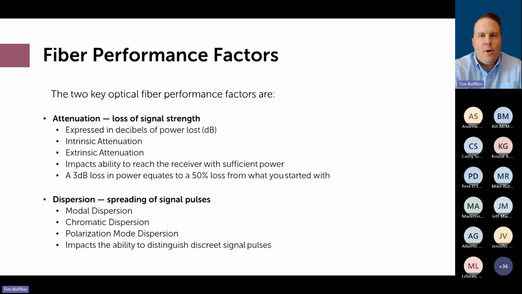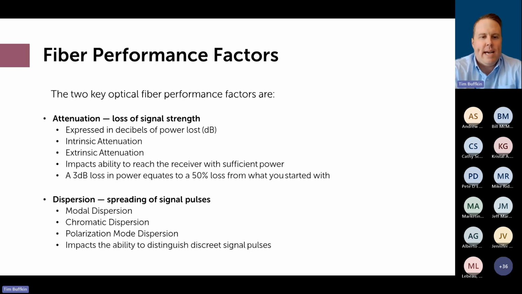Again, going back to the video, as that laser went down the stream of liquid, you saw the light become less and less bright over time. So think of that as your attenuation, right? The light is getting weaker as it goes down the fiber. A 3 dB loss in power is going to equate to a 50% loss from what you started with. We'll get into some of the finer details on what a typical loss may look like, but that's an important thing to keep in mind.